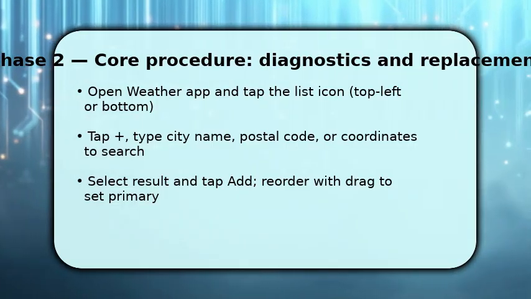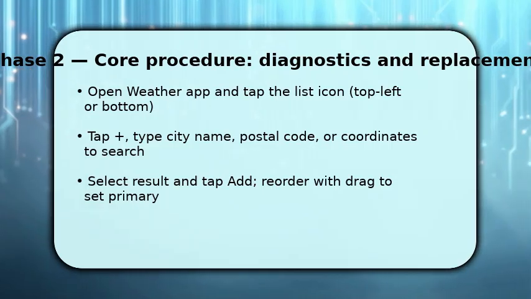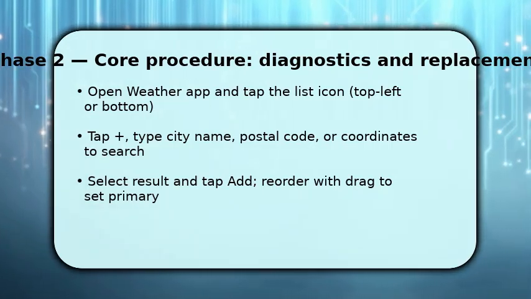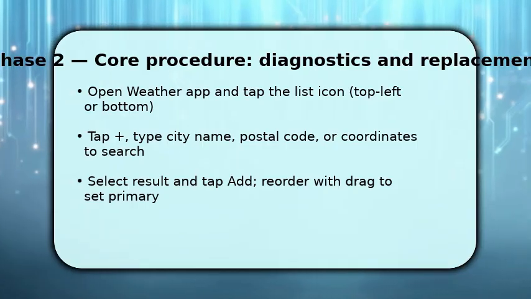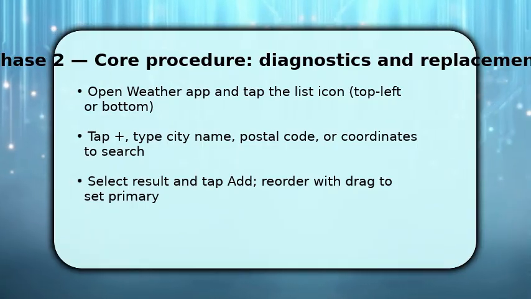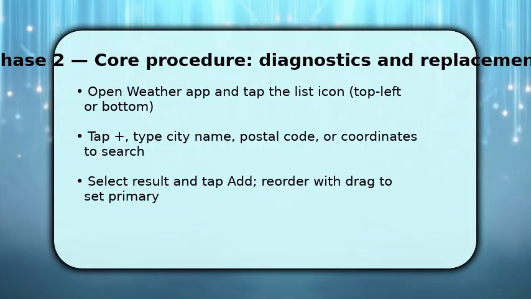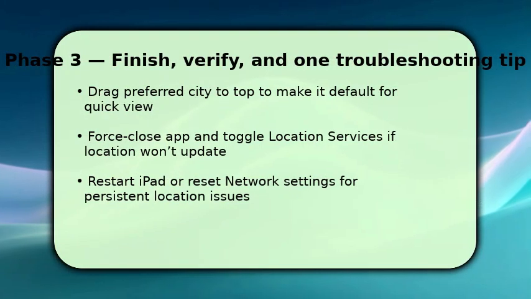If you want this new place as the default, press and hold its row and drag it to the top, or delete others you don't need. This organizes forecasts so you get the one you want first. To finish, make your chosen city primary by dragging it to the top of the list. That becomes the default view when you open weather.